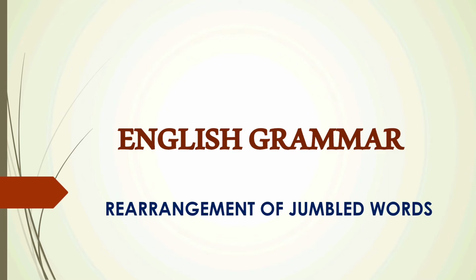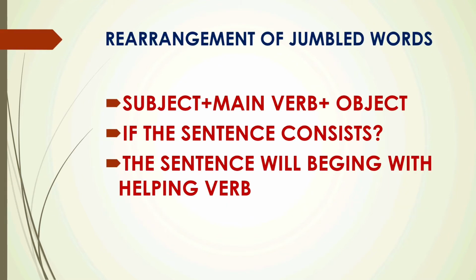It comes around 8 to 10 marks, so easily you can grab it. And in order to solve this, you need to know a basic formula. The basic formula is subject plus verb plus object. In certain cases, it comes as subject plus main verb plus object. If you have a sentence with a question mark, then the sentence begins with the helping verb or the verb.